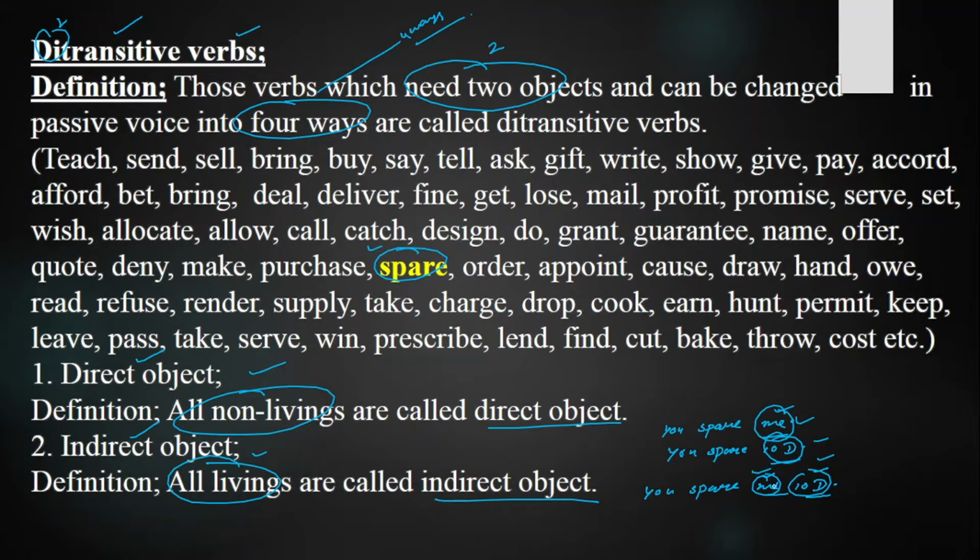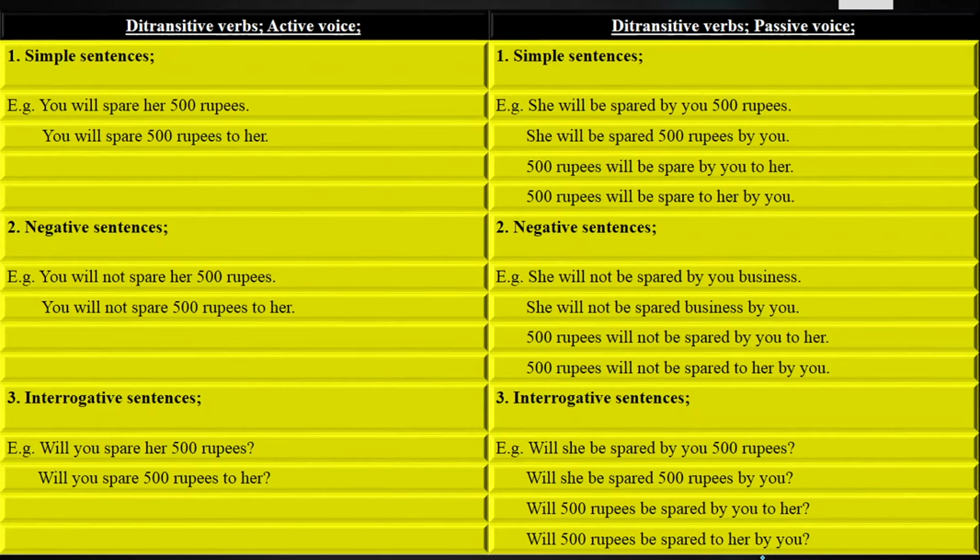Mostly we bring the indirect object at the beginning and the direct object at the end. If you want to shuffle the places and bring the indirect object in the place of the direct, then with the indirect object you will put a preposition, like, you spare $10 to me. So for that we have two ways to write them in active voice. Our main target is how we are going to change them from active voice into passive voice.